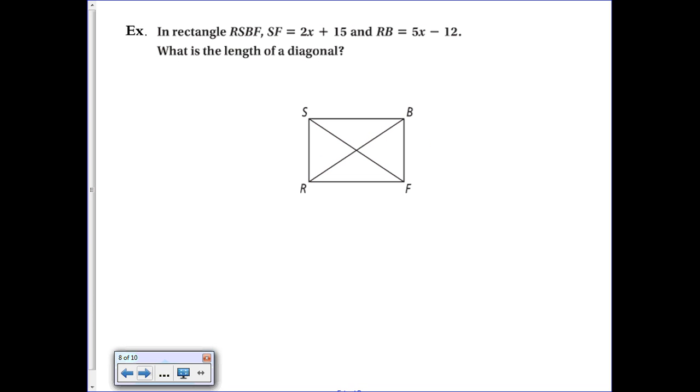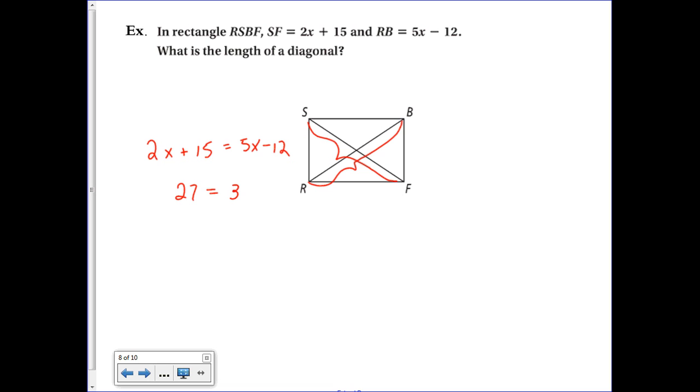Let's apply that property in rectangle RSBF. We know that SF is 2x plus 15, so that's this whole length. We know that RB is 5x minus 12, that's this whole thing. And it's asking us to find the length of the diagonal. Well, because it says that it's a rectangle, we know that the diagonals are congruent to each other. So 2x plus 15 equals 5x minus 12.